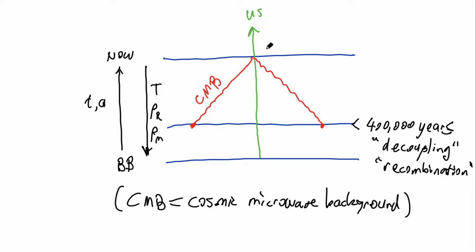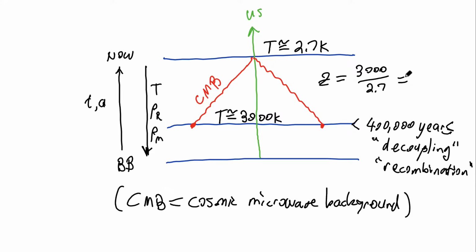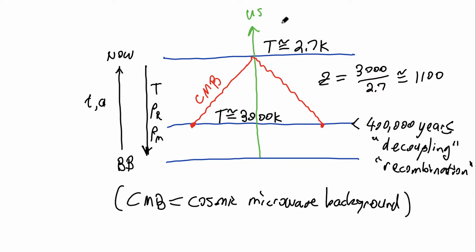And the current temperature of this radiation is in the microwave range. It's about 2.7 Kelvin. But when it was released, the temperature of the radiation was about 3,000 degrees. So the radiation has been redshifted, and this corresponds to a redshift of about 3,000 divided by 2.7, approximately 1,100.